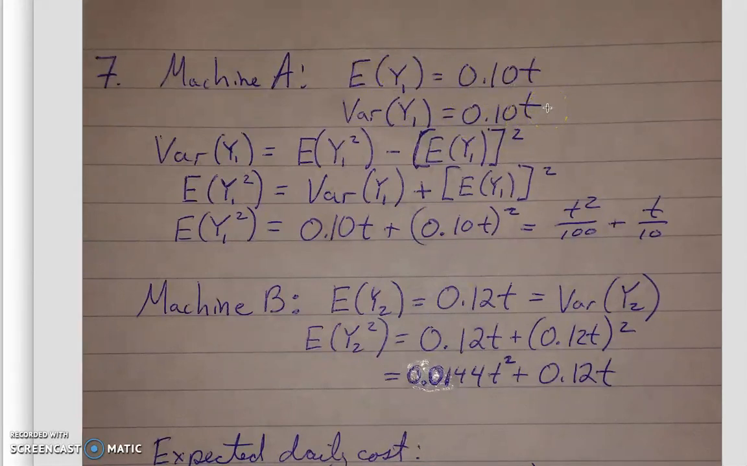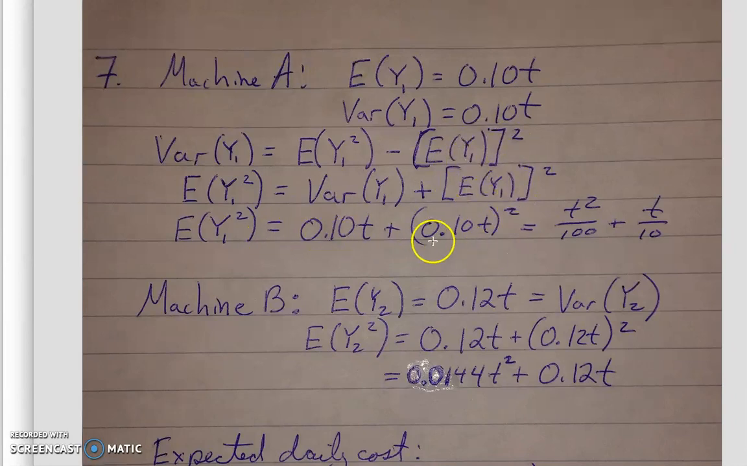Now I said we need to know the expected value of the square of the variable, but they don't tell us that. Fortunately, we remember our little formula, that the variance of a variable is equal to the expected value of the square of the variable minus the square of the expected value of the variable. And so we can solve for what we're looking for, this expected value of the square of the variable. When we do that, we get that the expected value of the square of the variable is equal to the variance plus the square of the expected value of the variable.